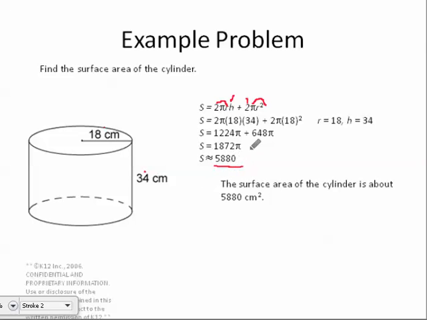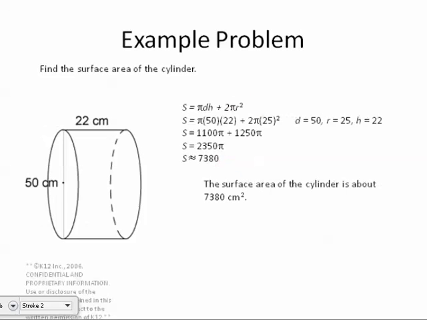I want to point out to you guys, if in the question they don't tell you to use 3.14 for pi, this would be the correct answer. If you don't use that as the correct answer, you're going to be getting the wrong number, because they don't want you to expand it by pi. They want you to leave pi in the answer. That's why they do that sometimes.